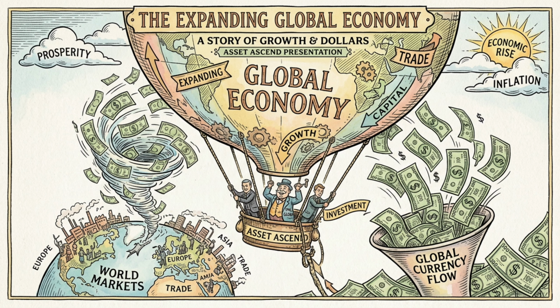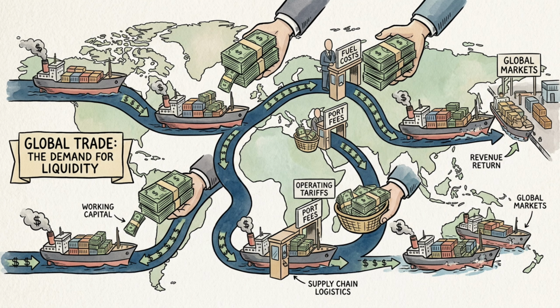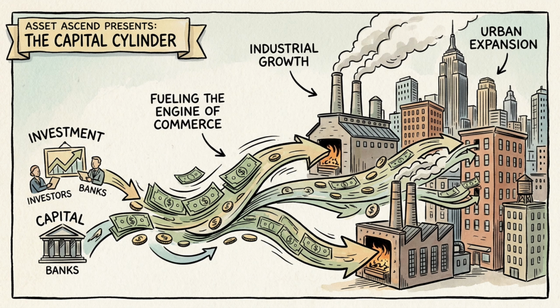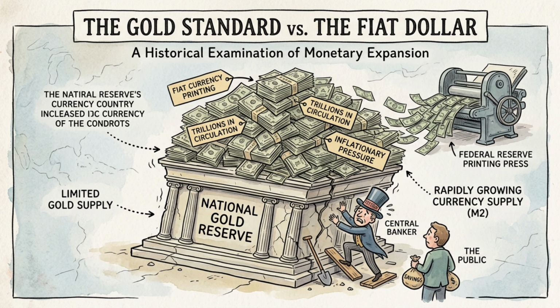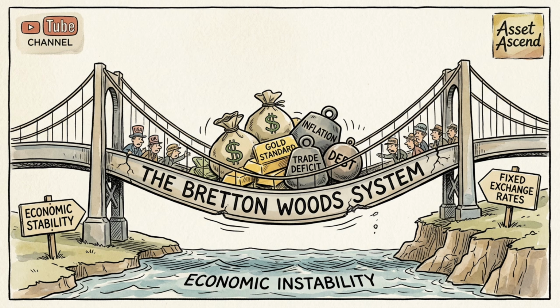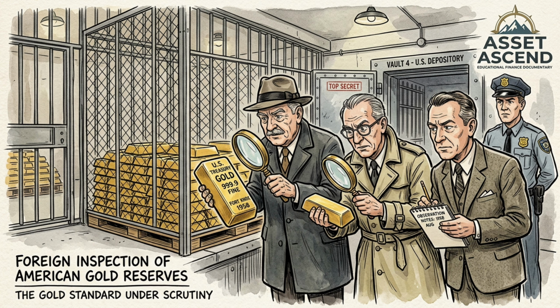As the global economy expanded, countries needed more dollars. More trade meant more demand. More growth meant more dollars circulating around the world. But there was a catch. America could only issue so many dollars if each one was backed by gold. The system started stretching beyond its limits. Foreign governments began asking a dangerous question. What if America didn't actually have enough gold?